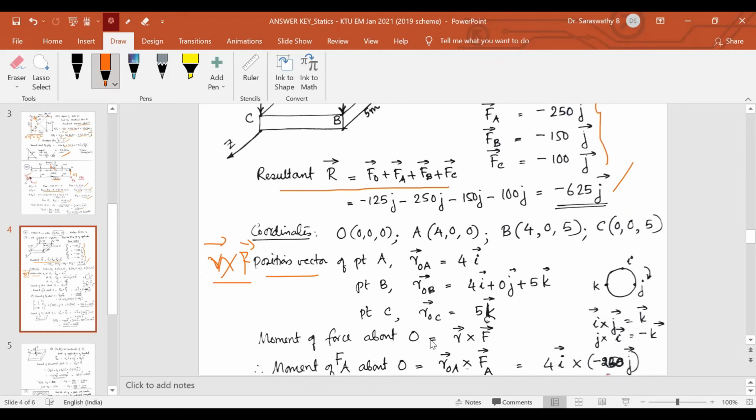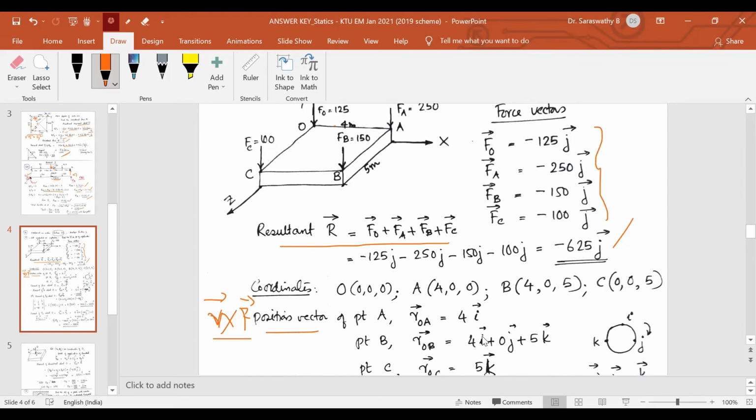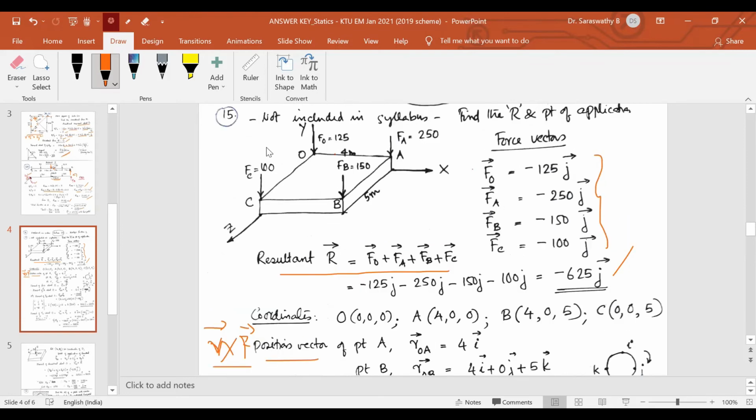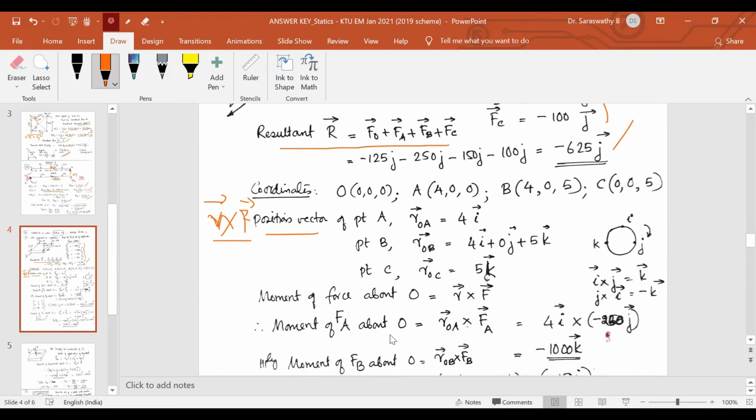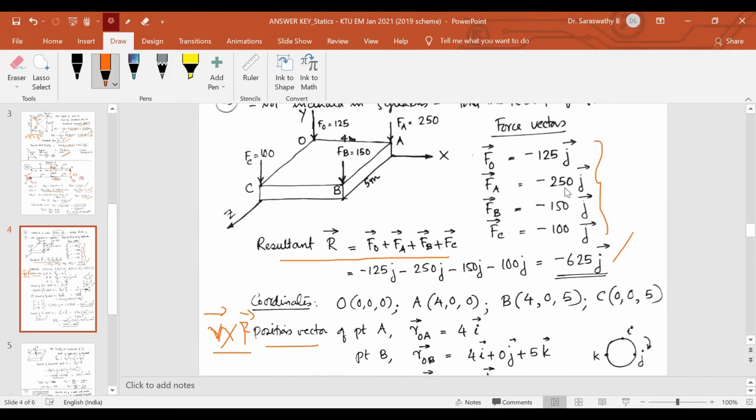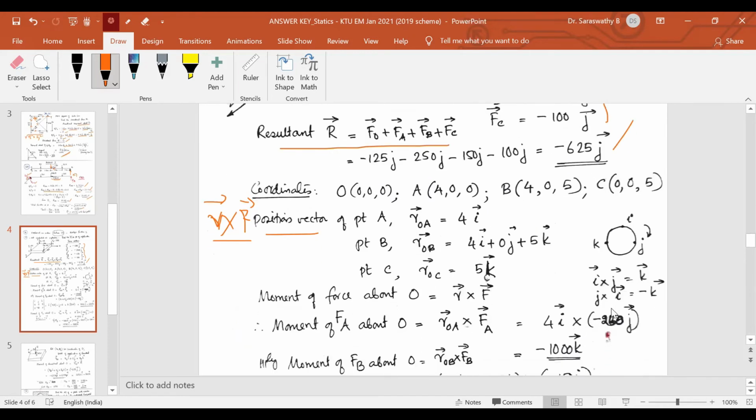Now, the moment of force about any point O is given by R cross F. For the first force, the force FO acting at the point O, it will not have any moment. The moment of the force FA about O will be the position vector OA cross FA. That is written here. Moment of F is equal to R cross F. ROA is 4I, and FA is minus 250J.